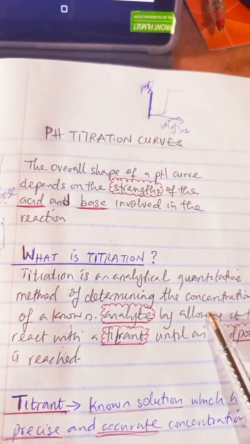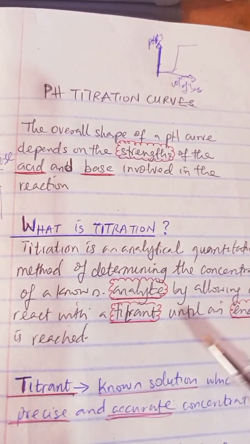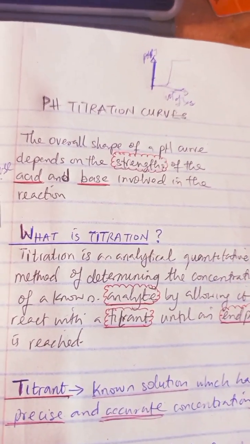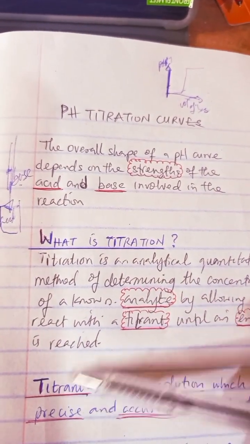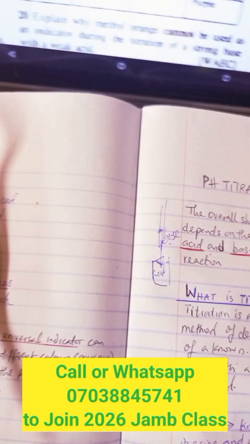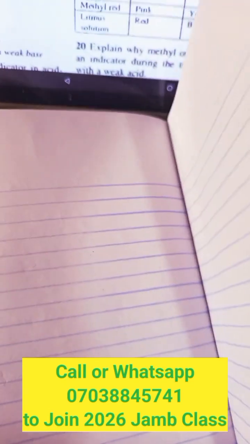The analyte is the unknown reagent whose concentration you are looking for, while the titrant is the one whose concentration is known. So at the end of the day, you are going to use the known to find the unknown. You can get different curves based on how you do the titration. There are different kinds of curves that you can get.